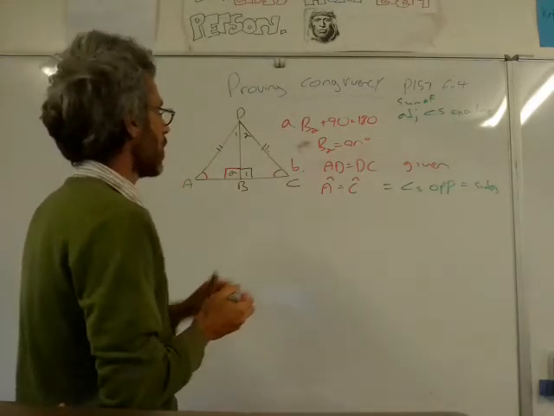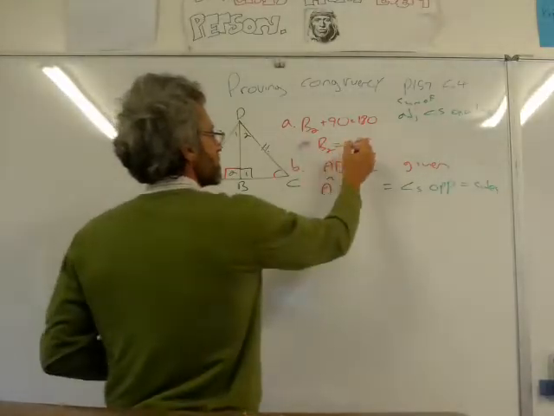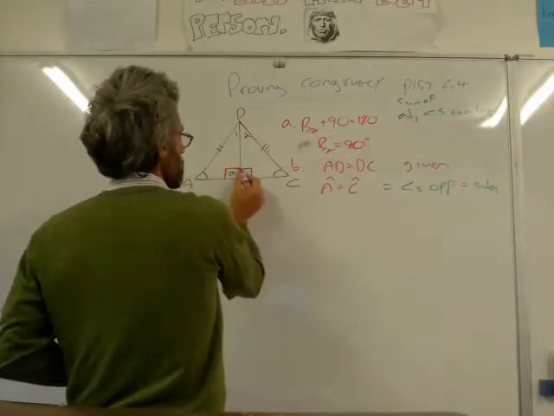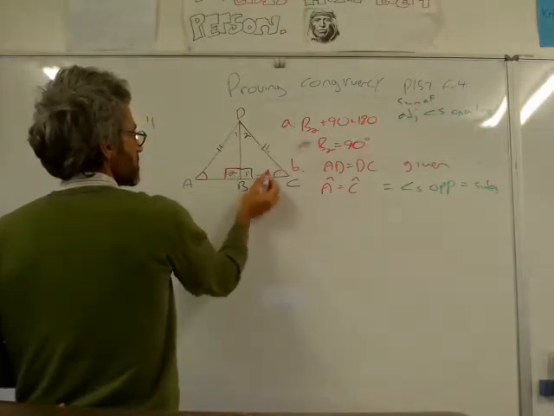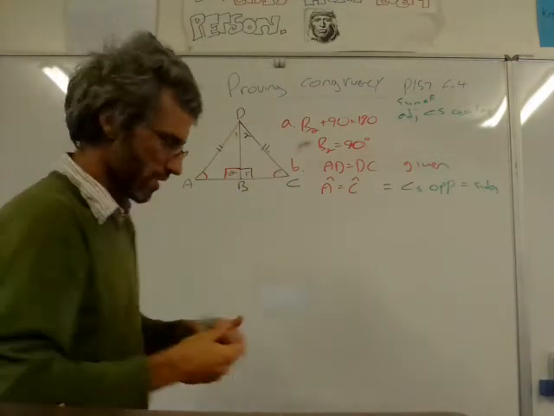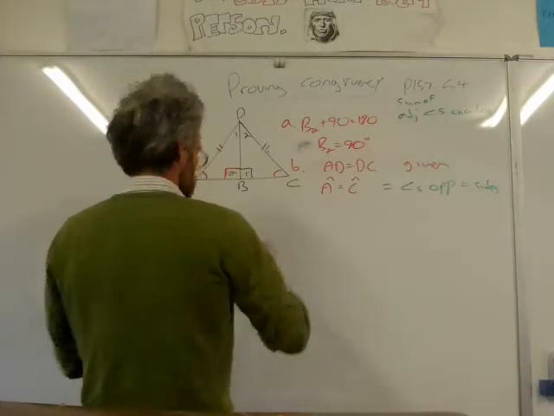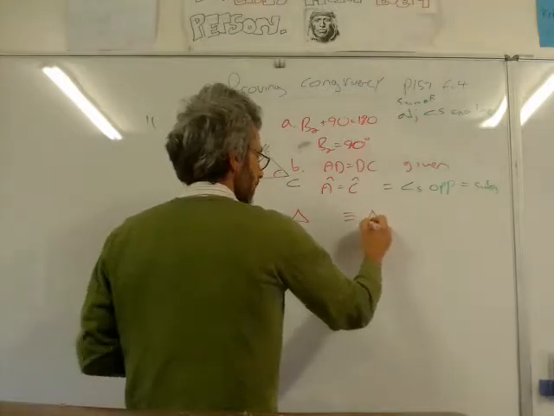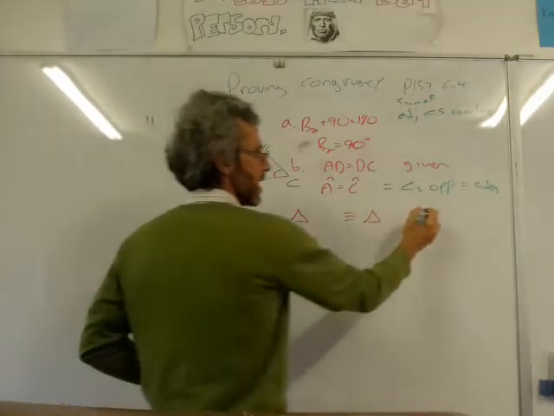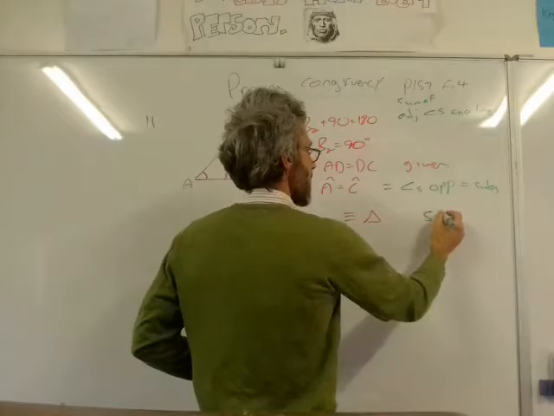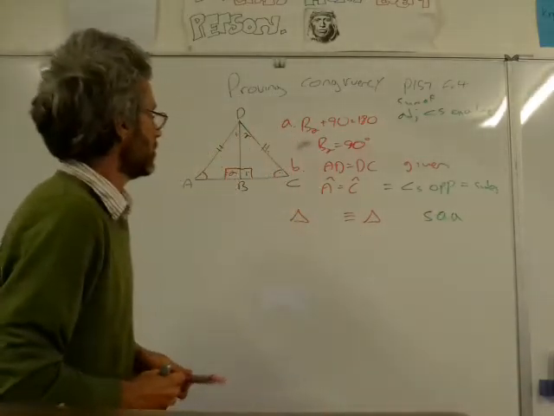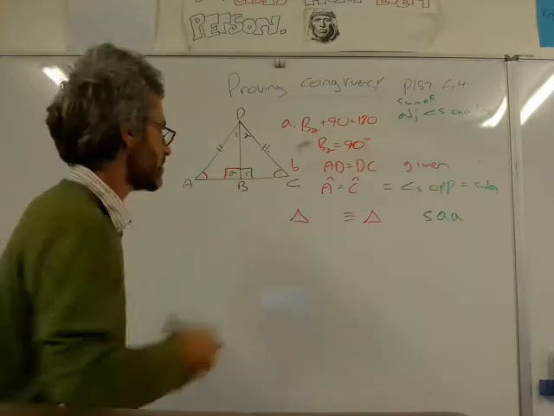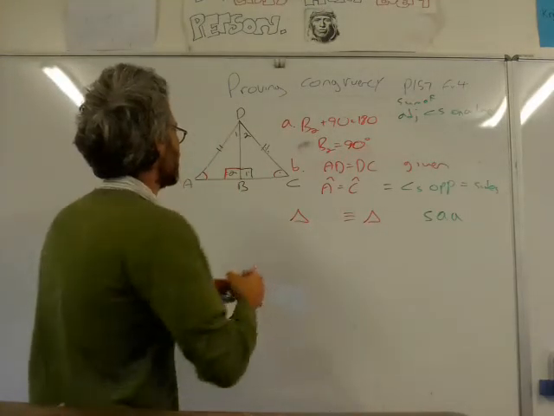Okay, now I've got two pairs of angles that are the same. B2 is equal to B1. These two angles are the same. These two angles are the same. And one side that is equal to each other. So I can already write down that the two triangles are identical or congruent. And I can already say the reason for that is SAA. Okay? So I've got two pairs of angles that are the same and one side. But now the hard bit is to write down the triangles that are equal.